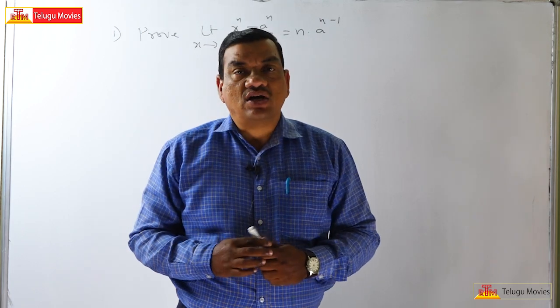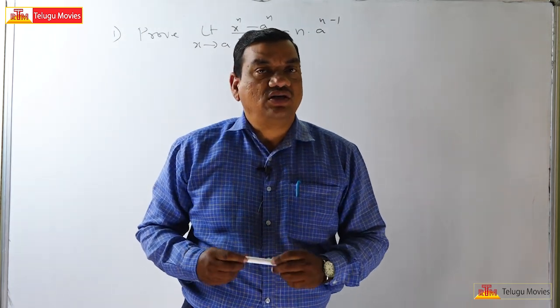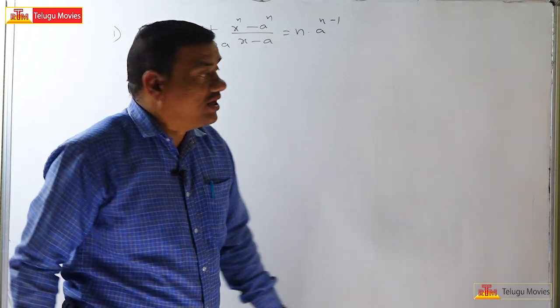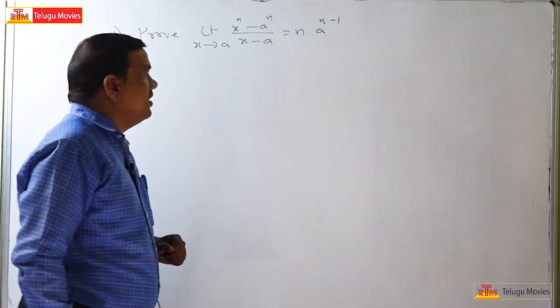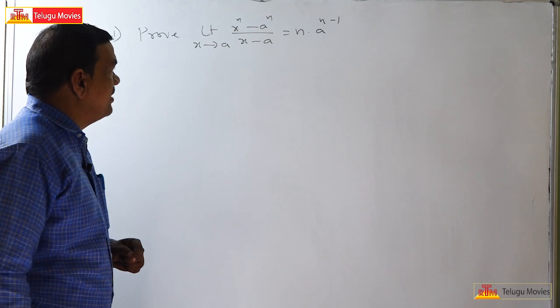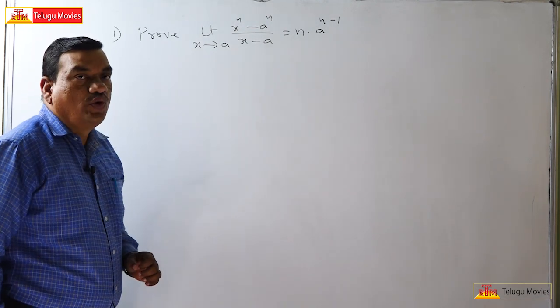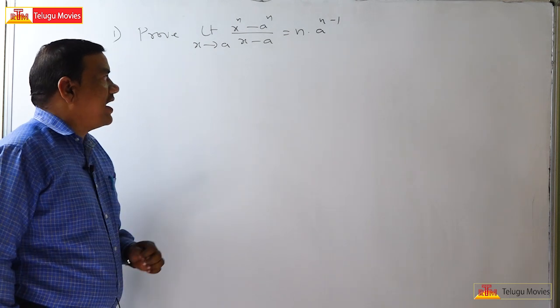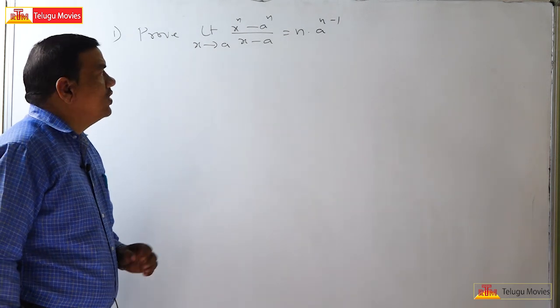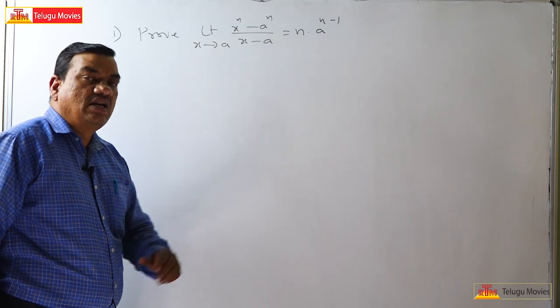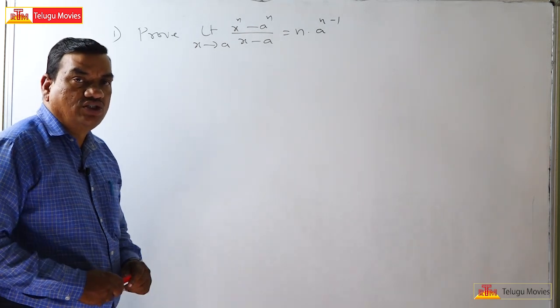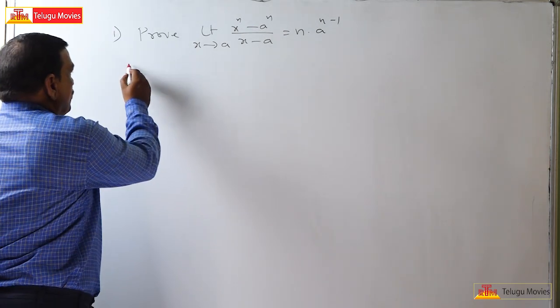Today in the limits concept, I will start the class by proving the theorem: limit x tends to a of (x^n − a^n)/(x − a) is equal to n·a^(n−1). Understand? The proof by the general method is known to the majority of students. Generally we will start the proof like this.